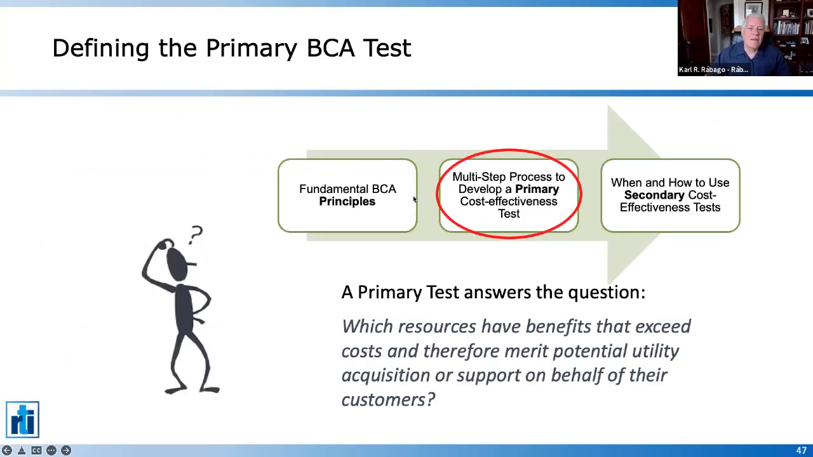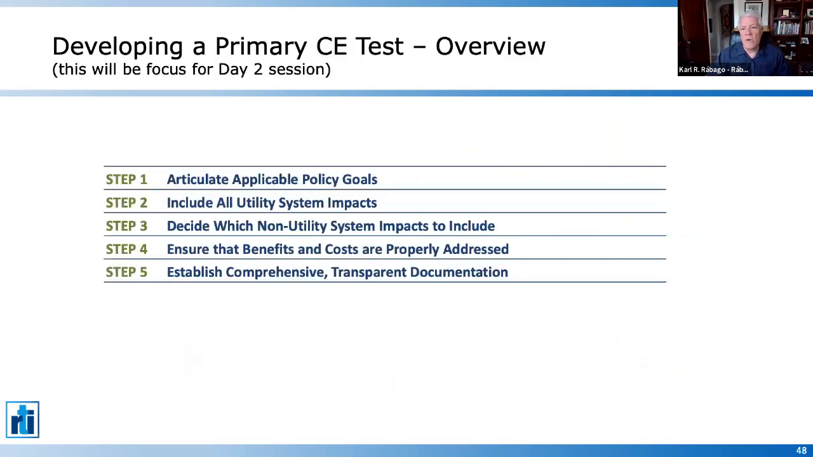Now let's go to the second. We've talked about the principles, so now we go to the second step, and we're going to tee this up for more, but we have a multi-step process for how to develop the primary cost effectiveness test. Remember, the idea here is to get to the primary test that is used as the common test that can be used for many different kinds of resources to allow those comparisons. And then don't worry, you can always decide when and how to use a secondary cost effectiveness test and we'll talk a little bit about how you can enhance your understanding of your program options that way.